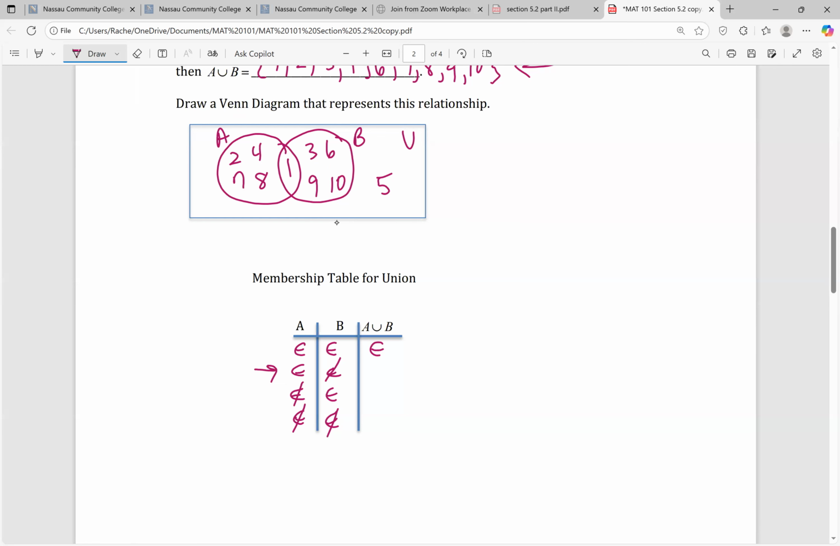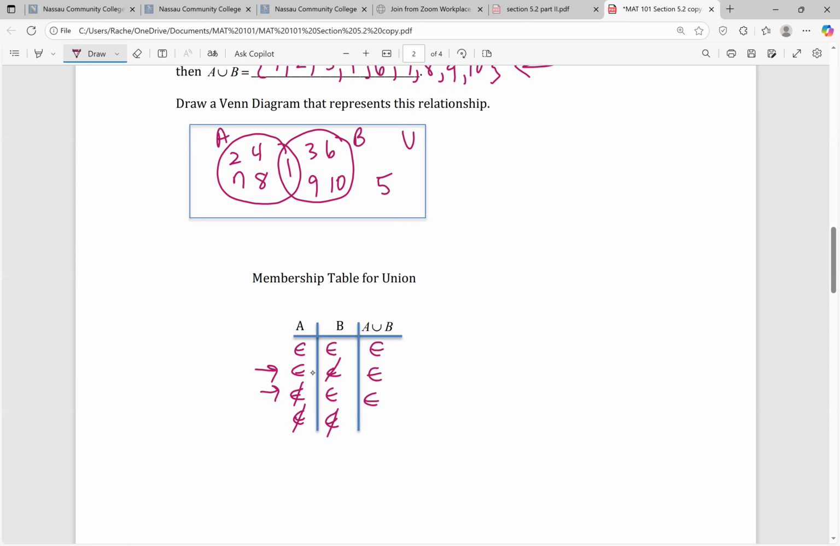So if an element is part of set A, but it's not an element of B, even when we join the two sets, it's still going to be an element of A union B. If something's not an element of A, but is an element of B, and we join the two sets together, it is going to be an element in the union.